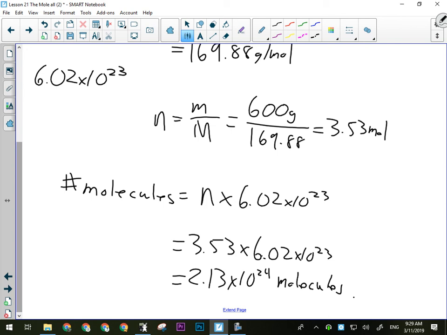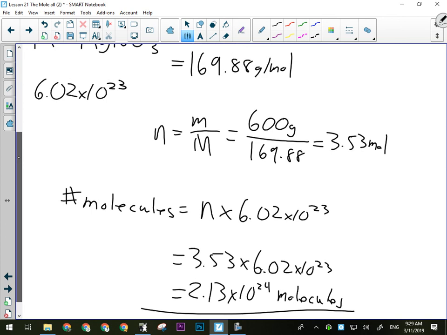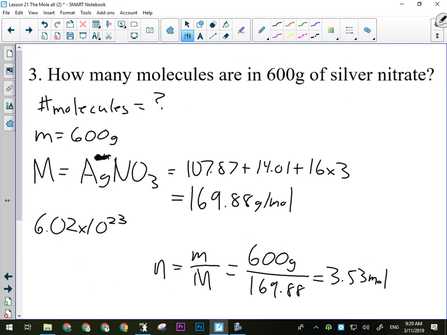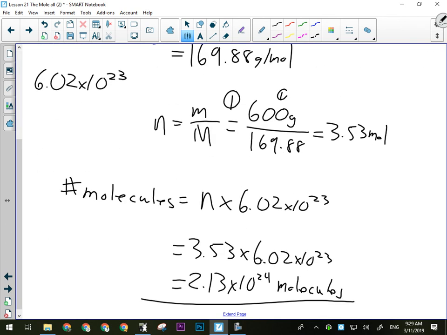Okay, and I need to put molecules after that. Molecules is my units. Okay. All right, so a question like this, in terms of marks, you get a mark, again, as always, for your givens. You would get a mark for this step, possibly for plugging in your numbers correctly. Then you would get a mark for this step and a mark for your answer. So it would be a 5-mark question.